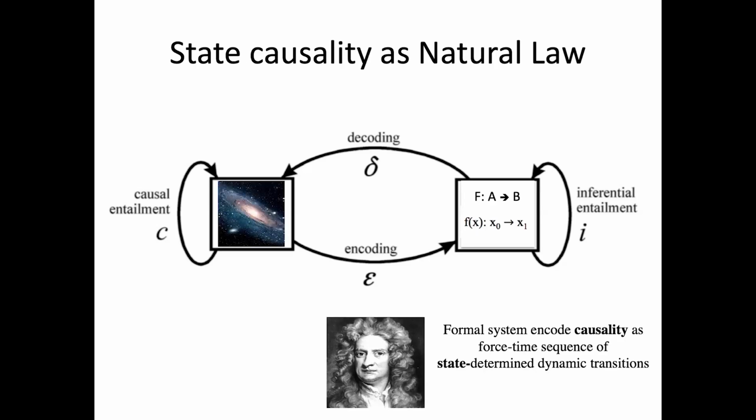This happened when Newton captured the causality of natural systems that are not alive. He encoded in a formal way the causality as a force-time sequence of state-determined dynamic transitions. Basically, we have initial conditions and the evolution of the system changes in time, state by state. This is the inferential entailment, which was very powerful to predict, postdict, and describe natural systems that are not alive, and therefore became a natural law.